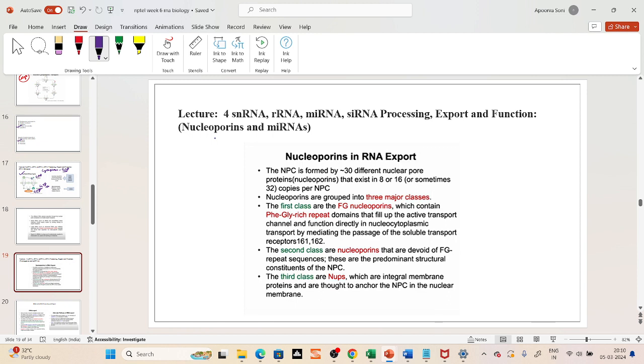are of three types. First is FG nucleoproteins, which are nothing but phenylalanine and glycine rich repeats, that you were asking about, what are FG repeats. So there are three classes of nucleoporins. Nucleoporins are nothing but different combinations of nuclear proteins. Different nuclear proteins combined together form nucleoporins, and these are of three types. First class is FG nucleoproteins, second is nucleoporins, and third is NUPs. These are the three kinds of nucleoporins which are responsible for the transport of RNA.